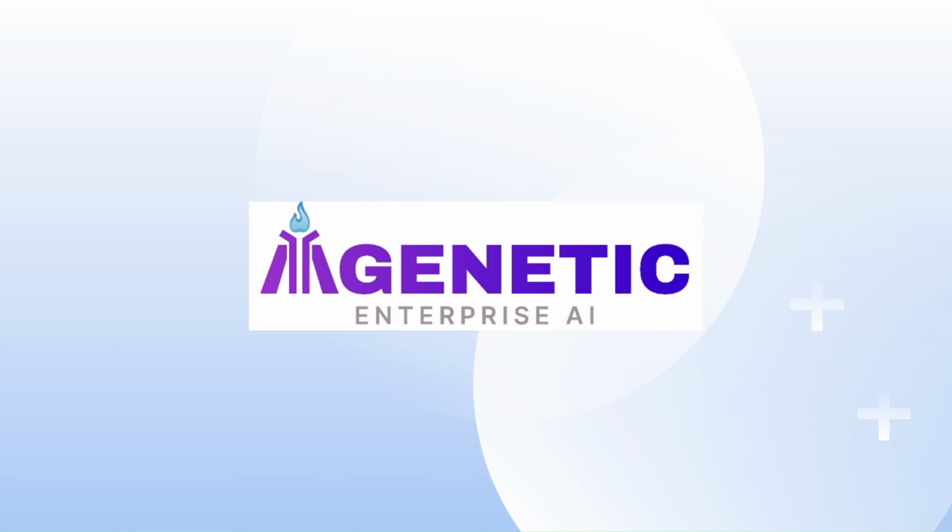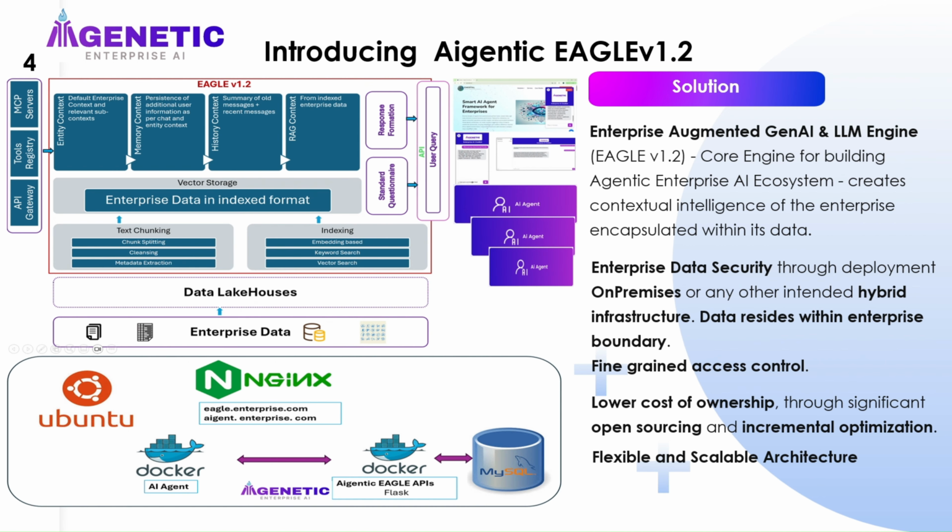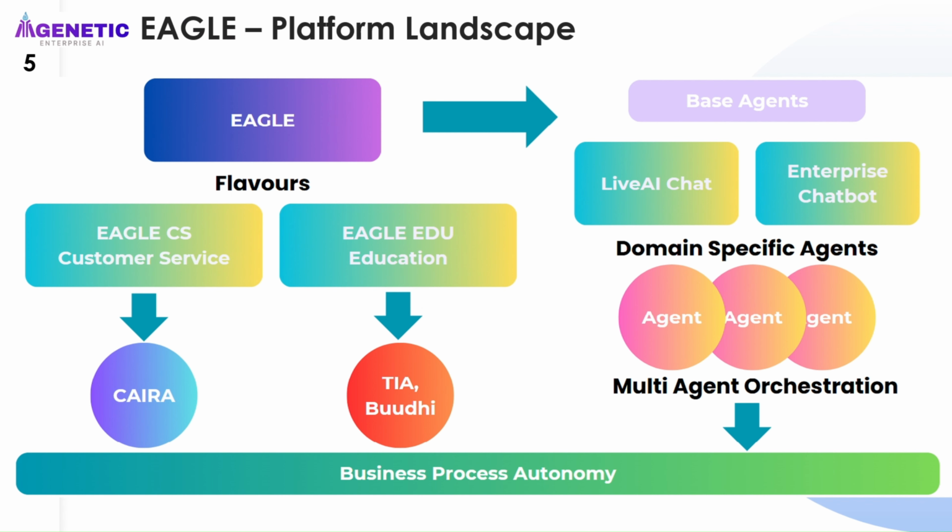As you might already know, Aigentic is a startup focused on agentic AI implementation for enterprises, leveraging EAGLE, the Enterprise Augmented Gen AI and LLM engine. This helps create a custom LLM for an enterprise with context intelligence of the enterprise based on the data spread across the enterprise. Now we have started creating different domain-specific flavors of Eagle.